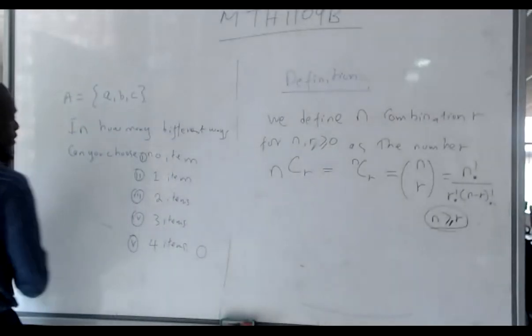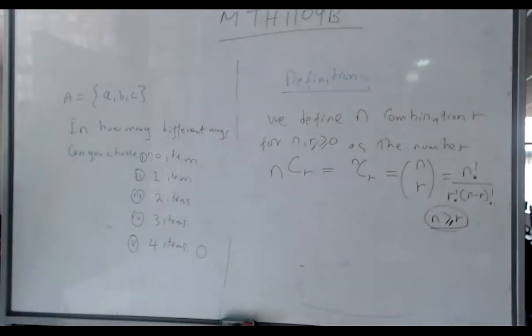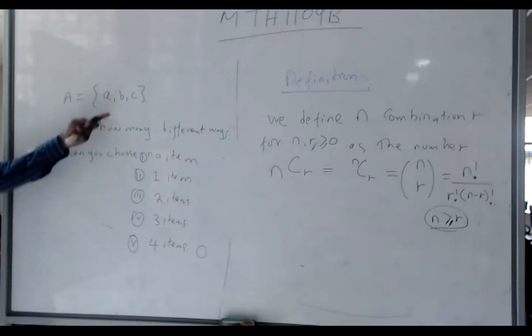The fourth one is 6. The one for 3 items. You're saying it is 6. But there are only 3 items. How many elements do you have in your set?